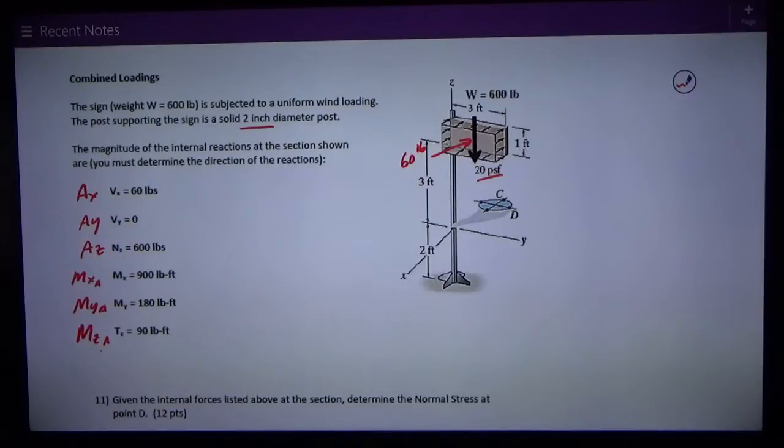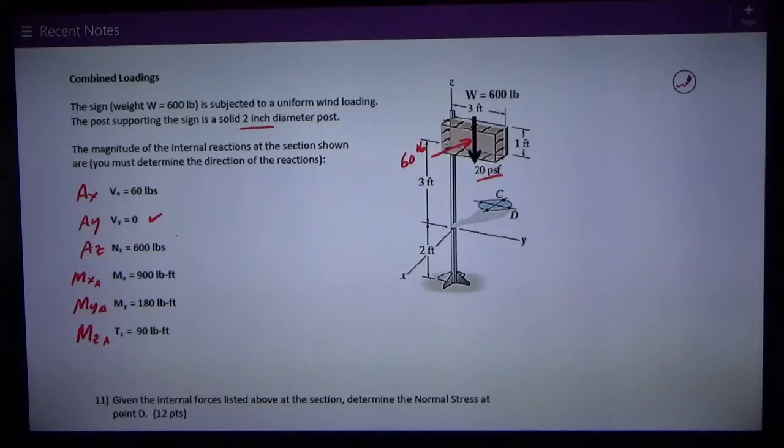So they translate in solids to these forces. The AX translates to VX, which is 60 pounds, which is that wind force, which is an X direction force. It's a shear. AY is 0. There's no force in the Y direction, so VY is 0. AZ is the weight of the sign. It's a Z direction force, negative 600 pounds. So we see that the column or the post is in compression due to that.